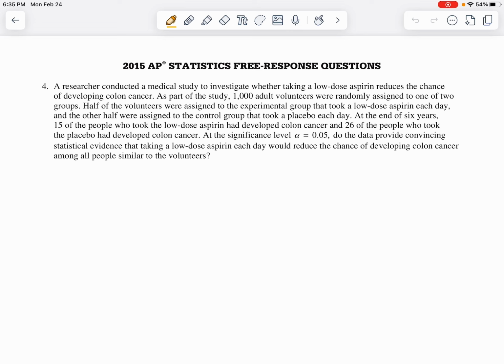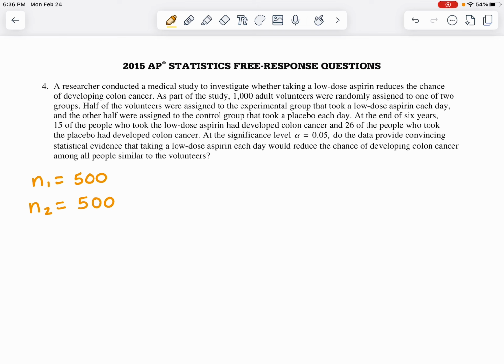Right there, I see that this is going to be a 2 sample. Even though we have 1 sample of 1,000 volunteers, they were randomly divided into 2 groups. So this is actually an experiment that's happening here. N1, it says that they divide the 1,000 people in half. So N1 is 500 and N2 is 500. All right, we'll keep reading.